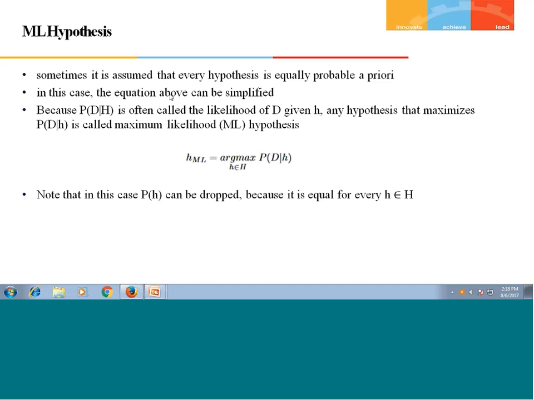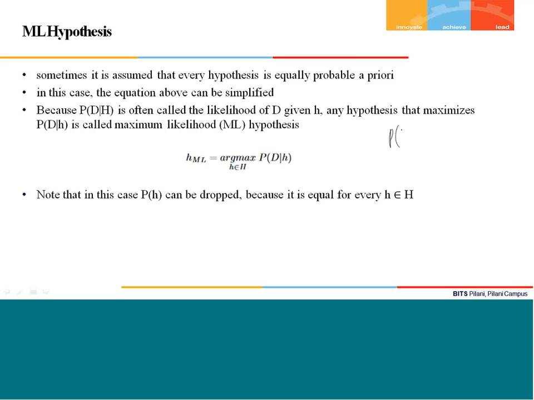In this case, the equation above can be simplified, because if every h has the same number, let's say 1 upon n, where n is the number of hypotheses in the space. So p(h1), p(h2), p(h3) are all 1 by n. When you sum all these, you get 1 upon n plus 1 upon n, and there are n terms, right? When you sum it, it comes to 1.